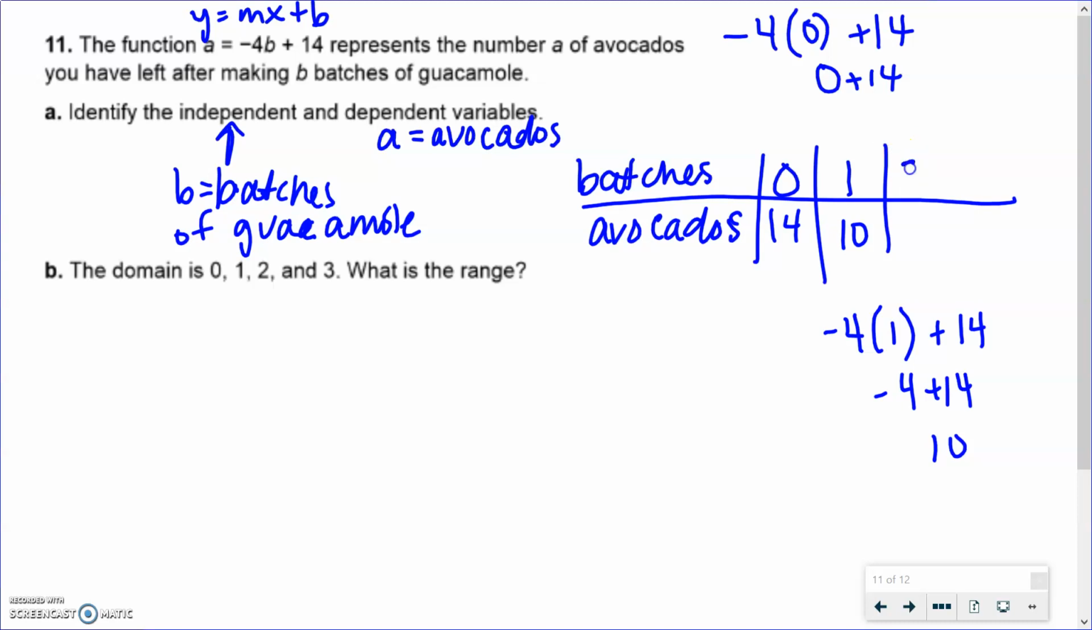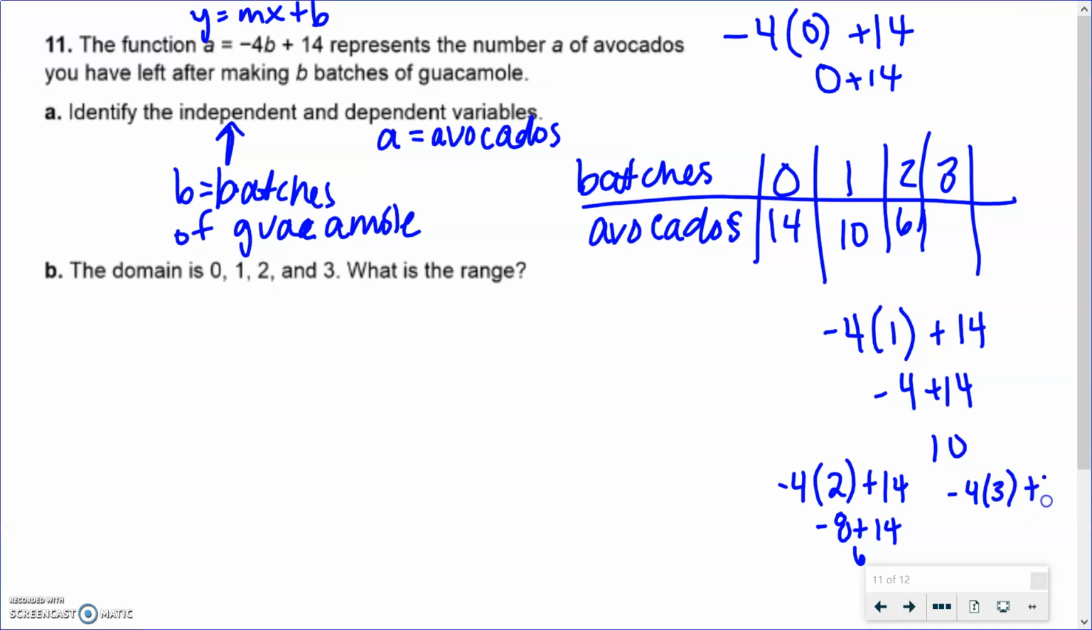If I make 2 batches, I'm going to do negative 4 times 2 plus 14. So that's negative 8 plus 14, which gives us 6. And then if I make 3 batches of guacamole, I'm going to do negative 4 times 3 plus 14. So that's negative 12 plus 14. So that's 2. And so that's our output.